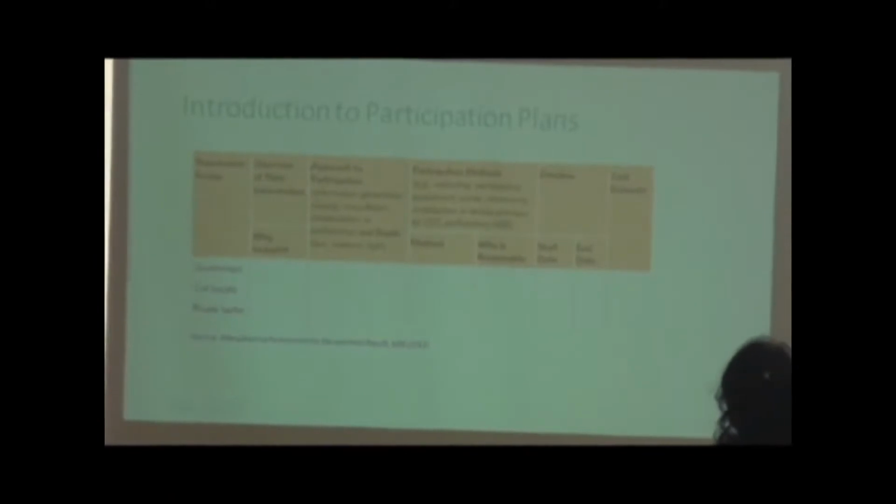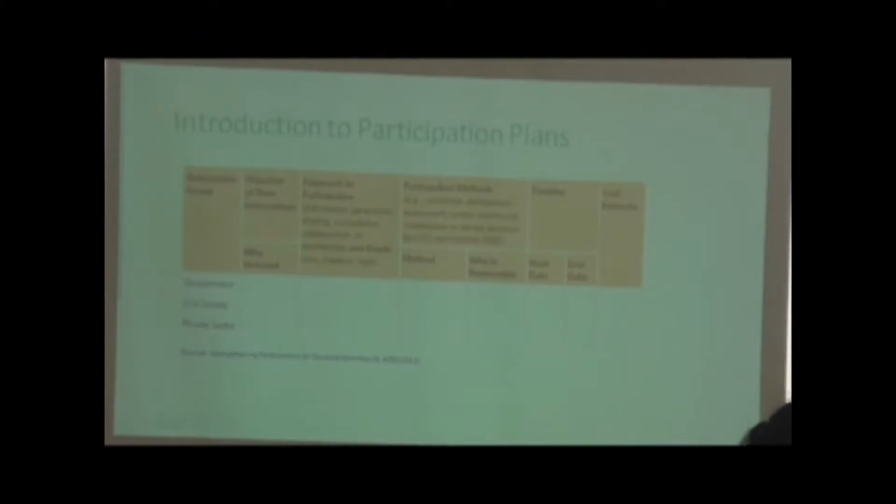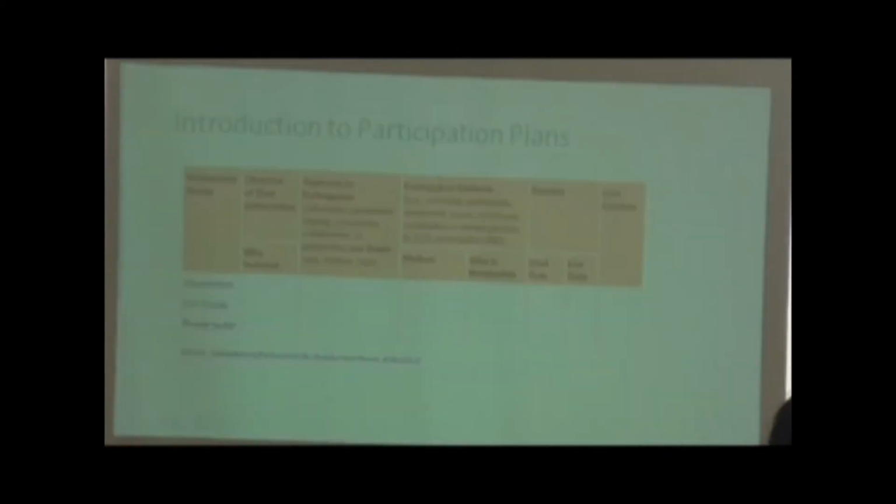And you'll see when you look at the examples in the guide that each stakeholder group will have different levels, not necessarily, but often. So perhaps for the private sector, it might be information generation and sharing. For government, it might be partnership. For civil society, it might be consultation. So you need to think about, the project officers in consultation with you need to think about what is the level of participation required for this particular stakeholder group.